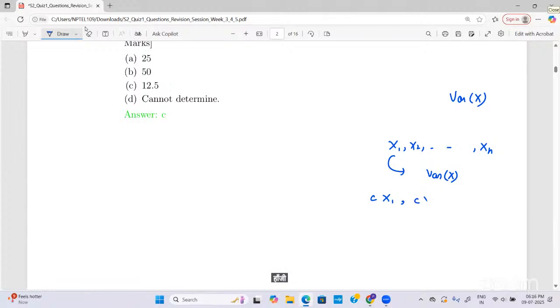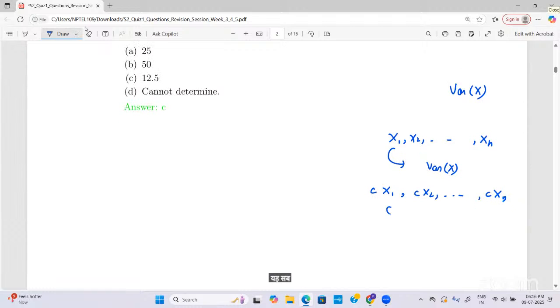Suppose the new variance is c squared times the old variance. So what will be the new variance? C squared times the old variance.